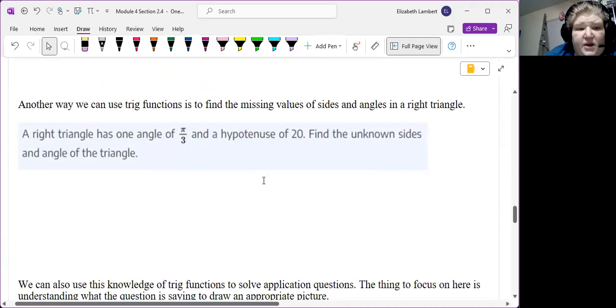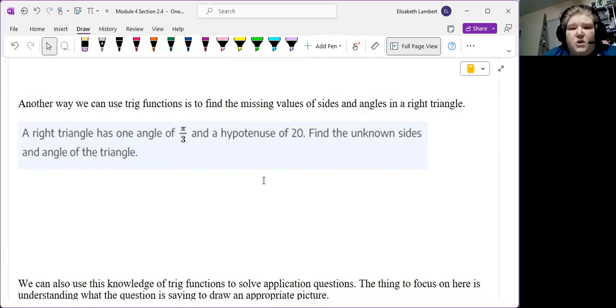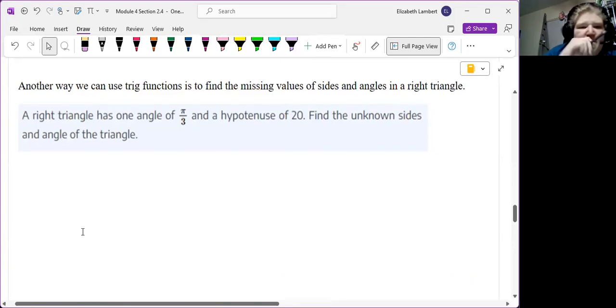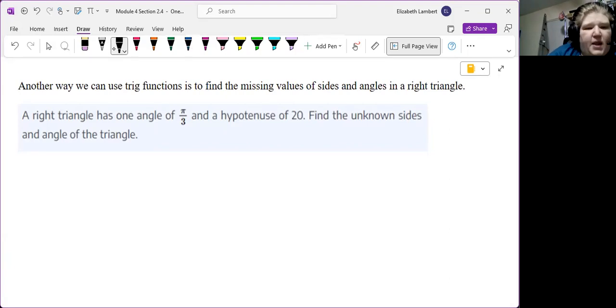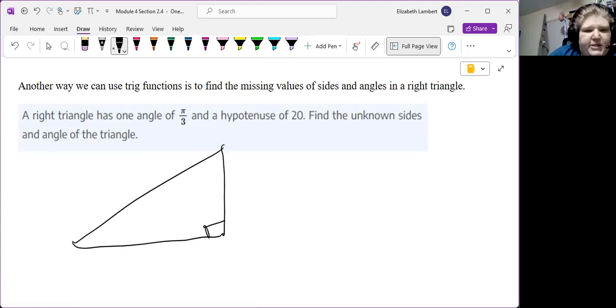All right, down here though, now we start getting into some word problems. So this setup here, we're told one of the angles, we're told one of the sides, and we're told it's a right triangle. And they ask us to find the unknown sides and angle of the triangle. So the first step here is being able to draw the picture. All right, so it is a right triangle, a hypotenuse of 20, and one of the angles is pi over 3.